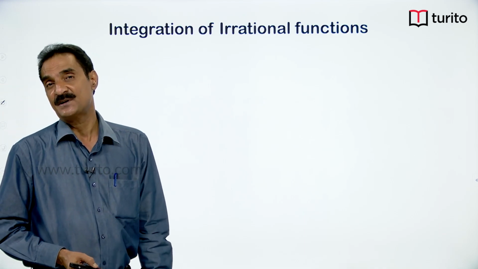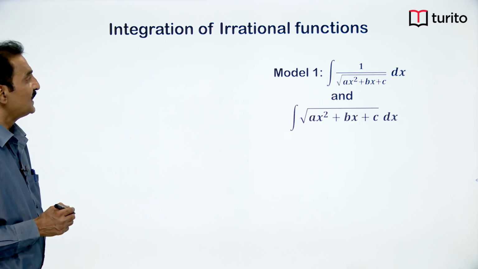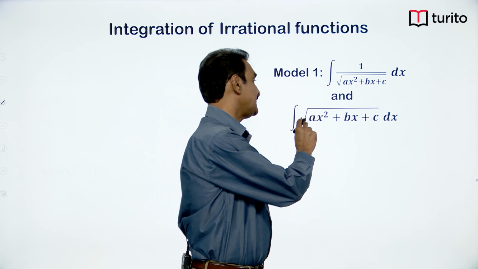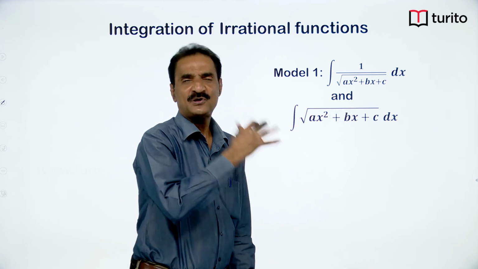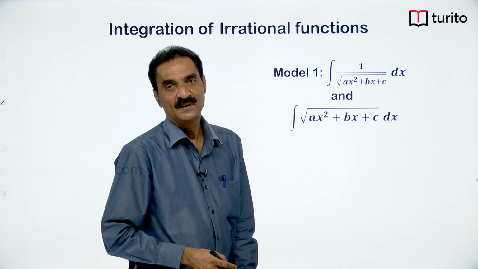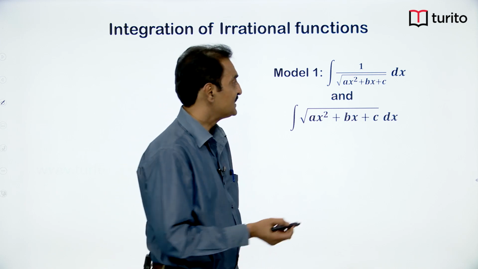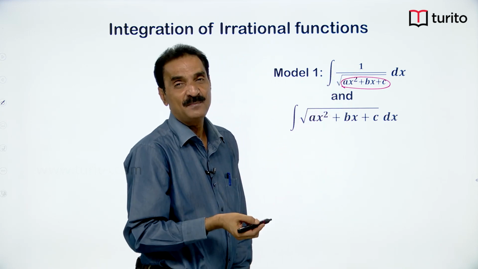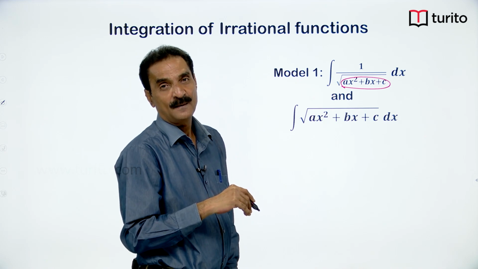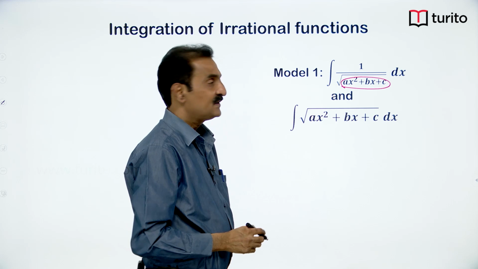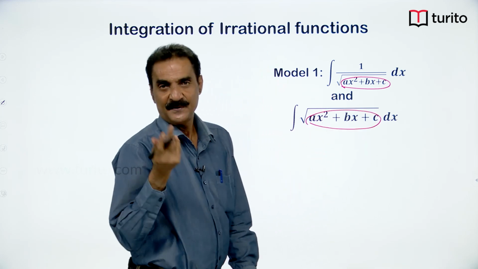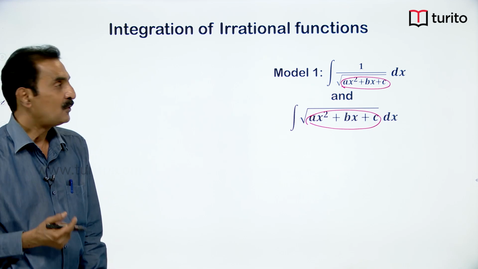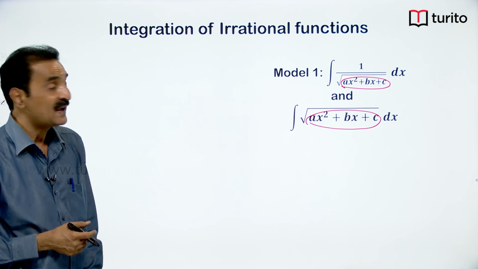Now, we are going to discuss integration of irrational functions. Model 1, integral 1 by root ax square plus bx plus c and integral root over ax square plus bx plus c. Both the models we have completed, we have discussed yesterday while discussing trigonometric substitution. What is the method? We have to write this as x square plus a square or x square minus a square or a square minus x square by converting into perfect square. Similarly, here also the method is same. Just refer the yesterday's class, you will see many questions of these two models.